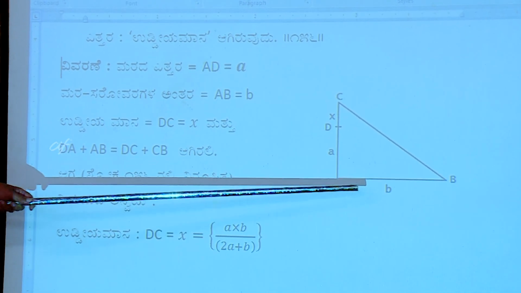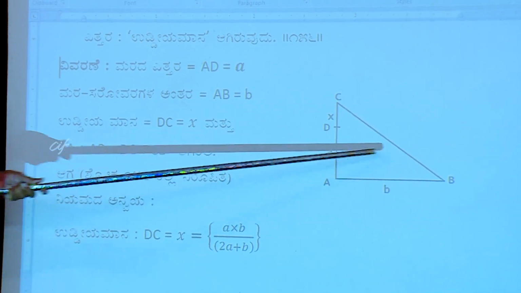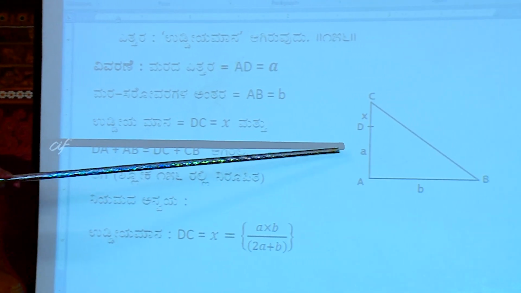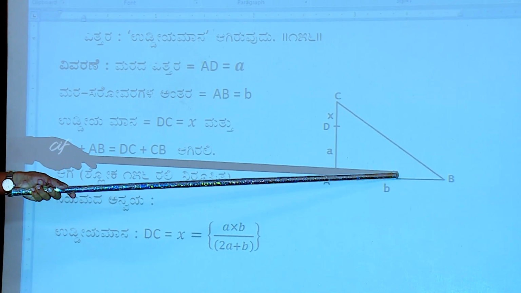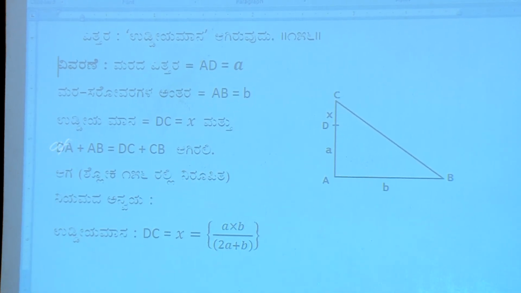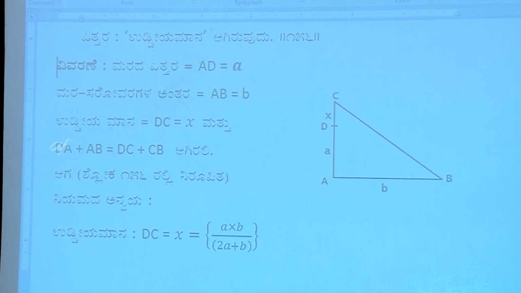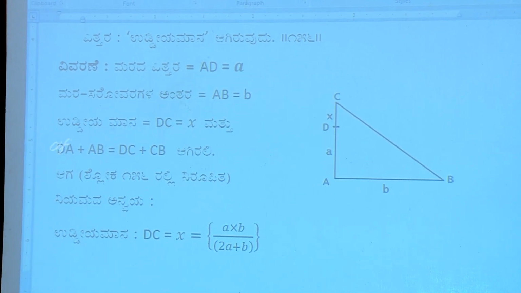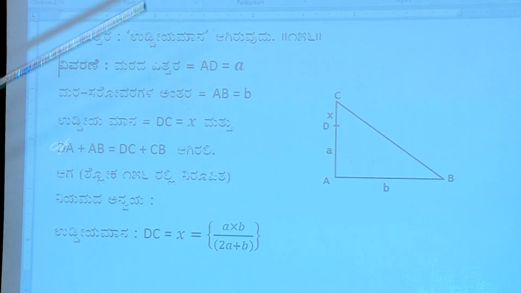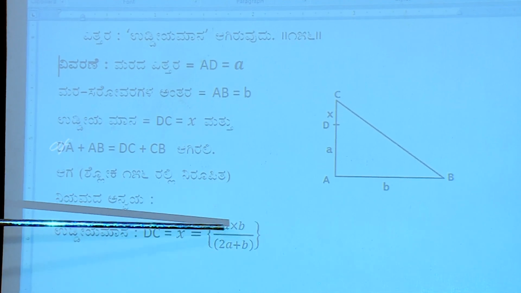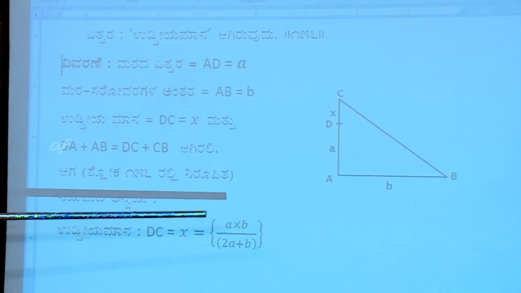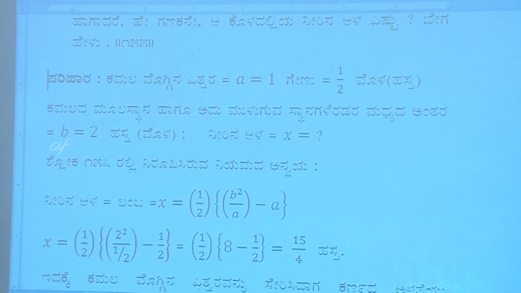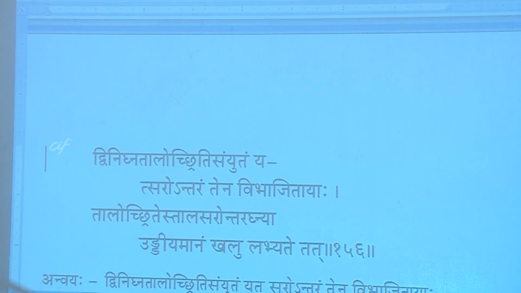Now A plus B is equal to X plus the karna. A plus B is equal to X plus this karna. We have to find out X. How to find out X? It is stated that X is equal to A into B by 2 into A plus B. Now we shall analyze this shloka. First number is 156.